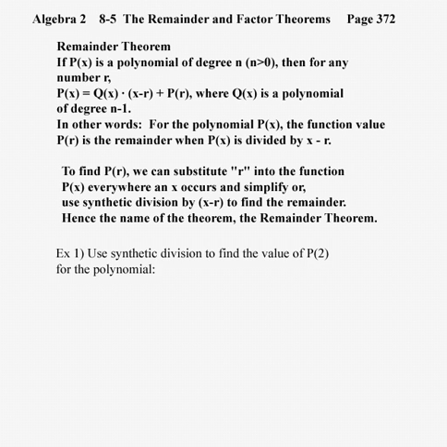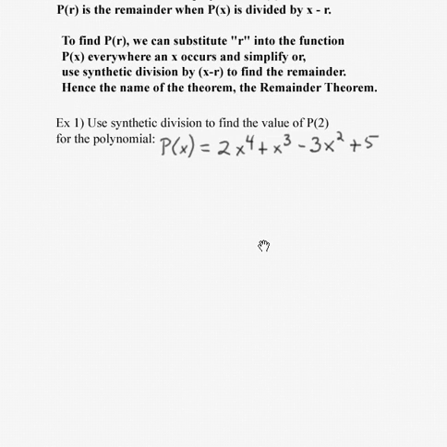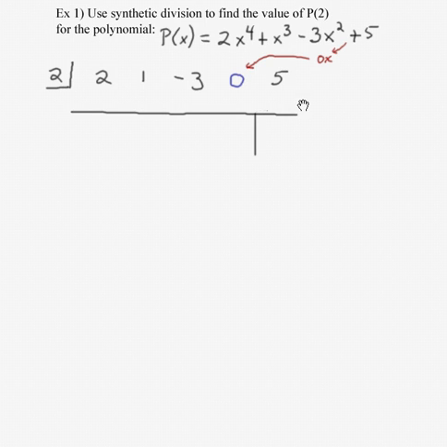And that remainder will be the same as p of r, hence the name of our theorem, the remainder theorem. So what we're going to do is find p of 2 if the polynomial p of x is 2x to the 4th plus x to the 3rd minus 3x squared plus 5. Now we could substitute 2 in everywhere we see x and simplify. That's what we did earlier this year. I suggest let's use the remainder theorem and put synthetic division to work, since that's such a handy tool.